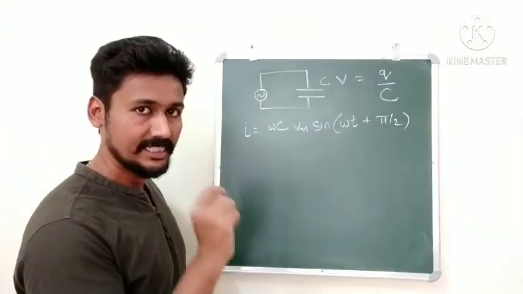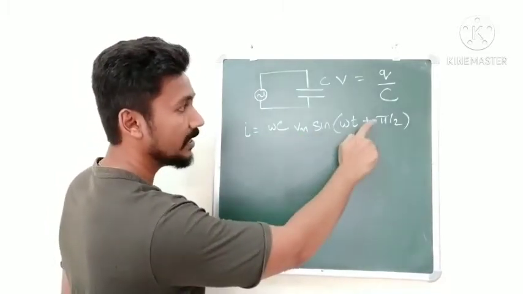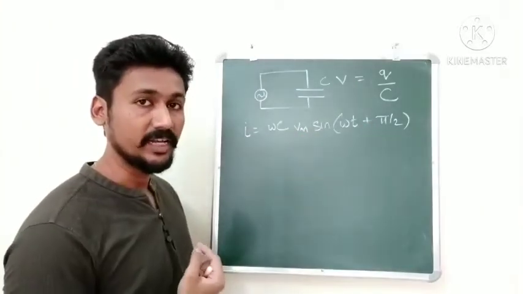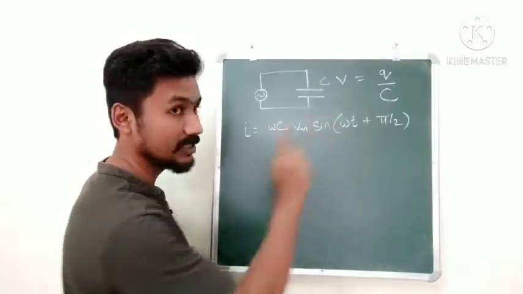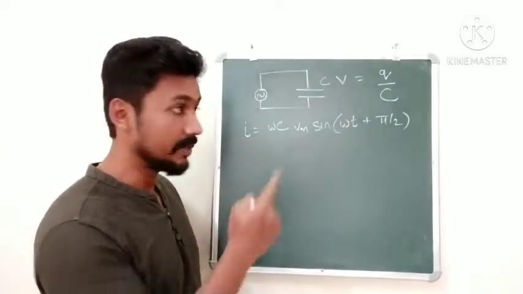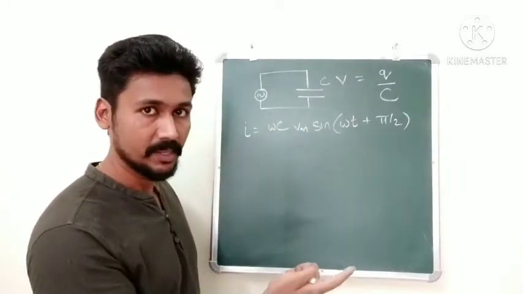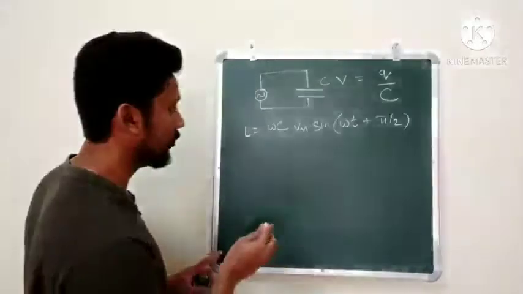What you will notice here is that the current is leading the voltage by pi by 2. In the case of an inductive circuit, we saw this value as minus pi by 2. So current was lagging behind by pi by 2. But here in a capacitive circuit, the current leads by pi by 2. Fine, that is something to be remembered.